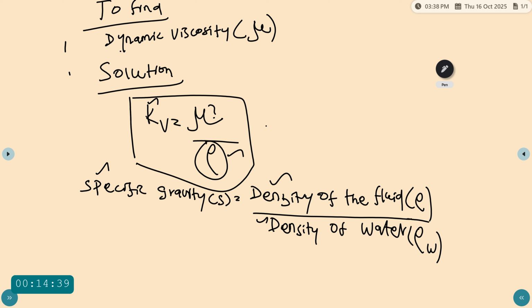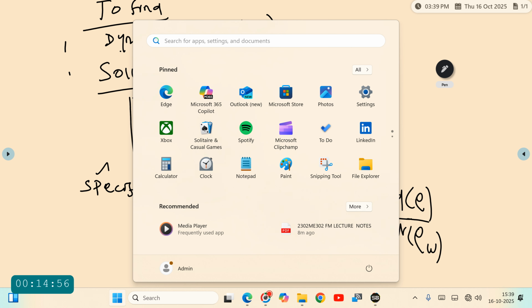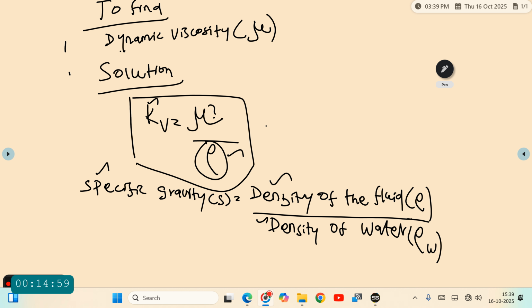And also specific gravity, another relation in terms of specific weight, we can express. Specific gravity is equal to the specific weight of the fluid divided by the specific weight of the standard fluid. The standard fluid is water. The specific weight of water is generally 9810. Okay. Now we can substitute the values.